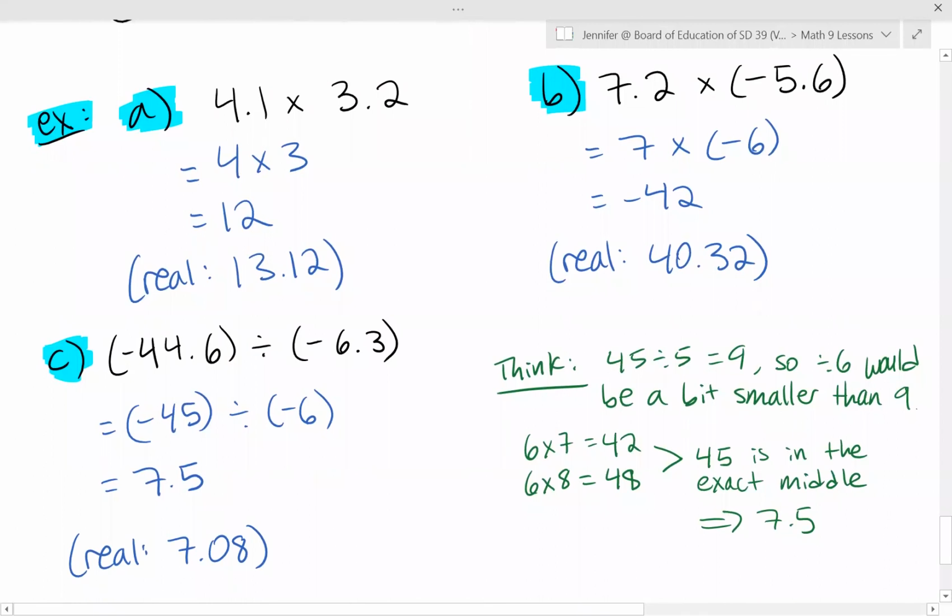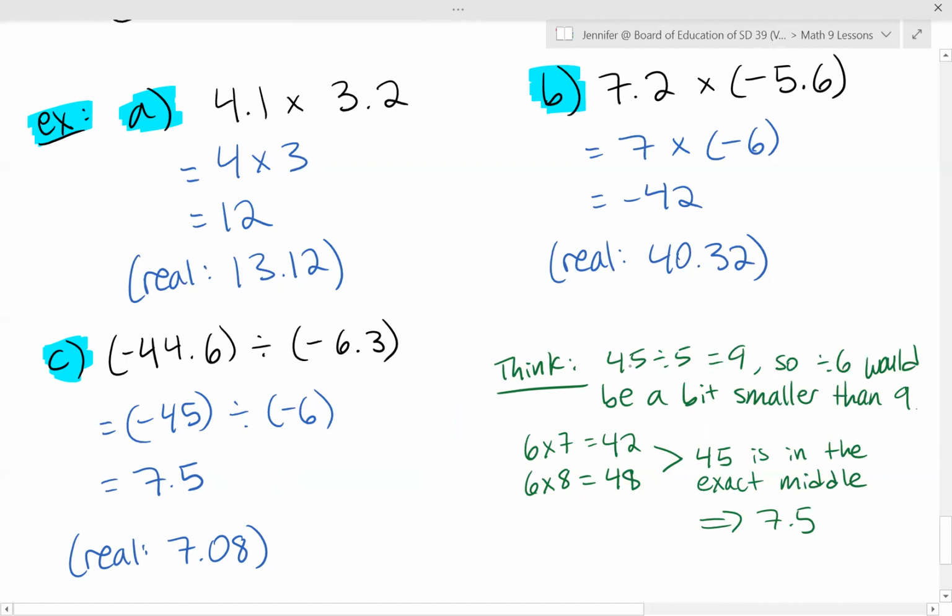So for this example, we've got negative 44.6 divided by negative 6.3. So I rounded this one up to 45 and I rounded this one down to 6. But then you have to ask yourselves, well, what is 45 divided by 6? That doesn't give you an answer that's really easy to work with right away. So I've written this side note here about a possible way to think through this. So we don't know what 45 divided by 6 is. We do know that 45 divided by 5 gives us 9.